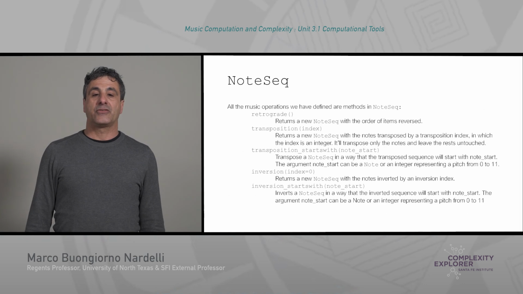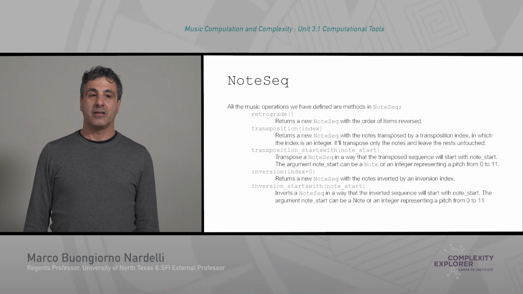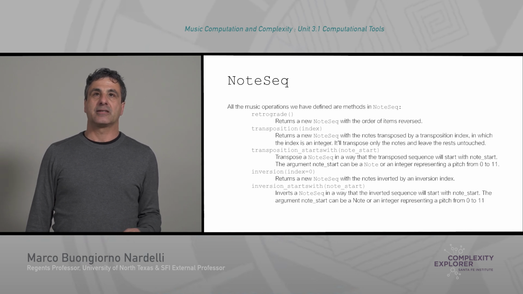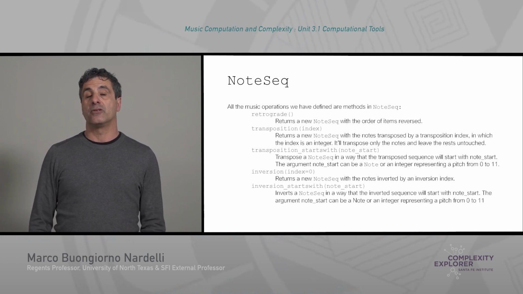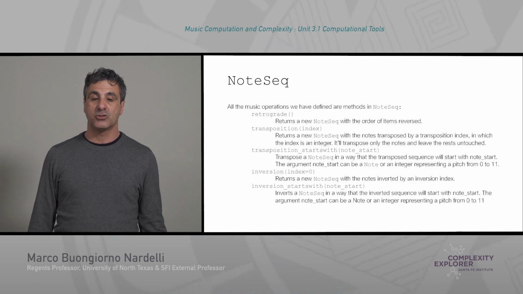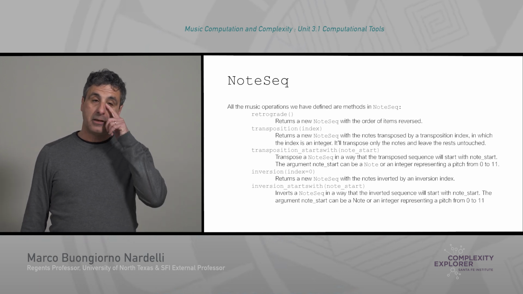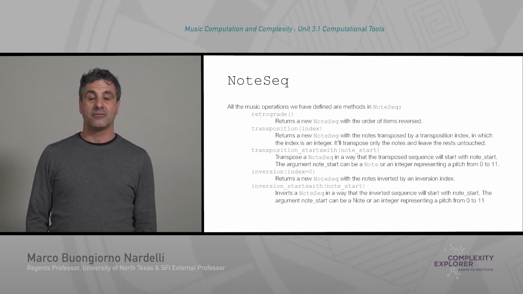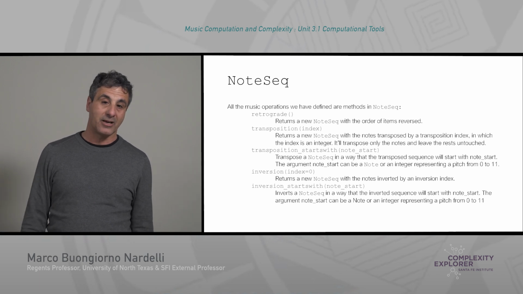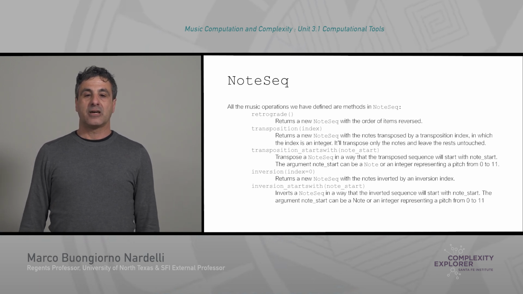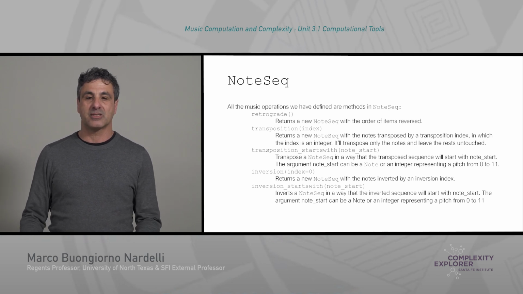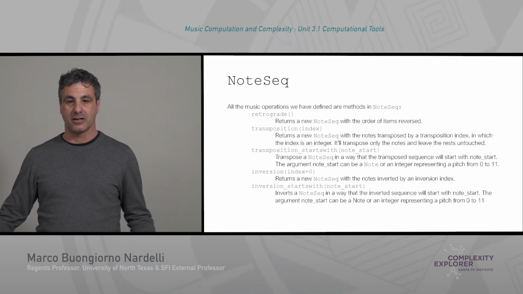So note seq has many methods that correspond to music operations that we talked about. As in the note case where we can transpose a note, here we can transpose the whole sequence of notes. So we have a transposition method that returns a new sequence transposed by a given interval. We can retrograde the sequence, so we can have the sequence played from right to left rather than left to right. We can specify even more the transposition method by saying we want to transpose starting with this note rather than just generically on the sequence.